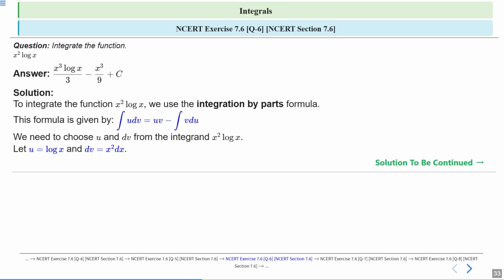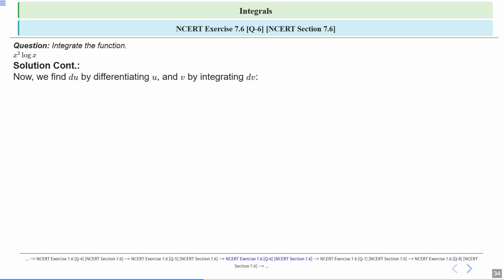Now to use the integration by parts formula, we have to find the value of du, that is the differentiation of the u function, and the value of v, that is the integral of dv. So we differentiate u with respect to x. So du by dx is equal to d log x by dx, and differentiation of log x is 1 by x. So du is equal to 1 by x dx. And to find v, we just integrate dv. So integration of x square dx gives v equal to x cube by 3. Here the value of n is 2.